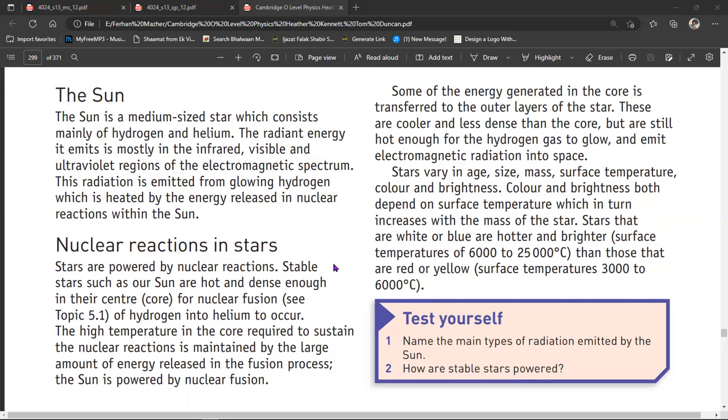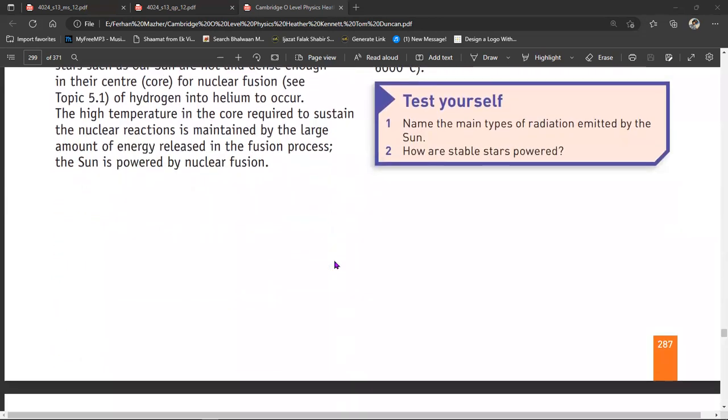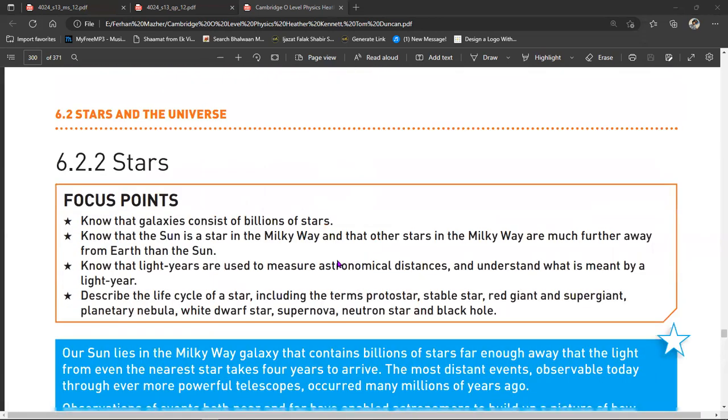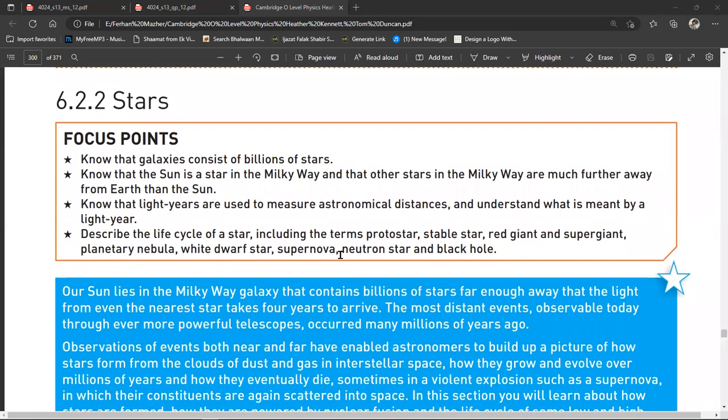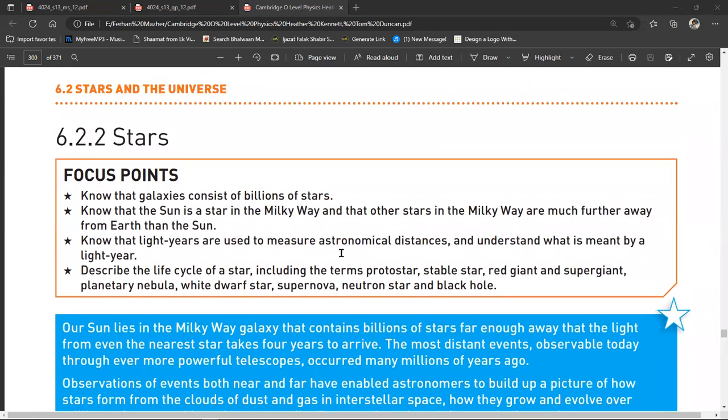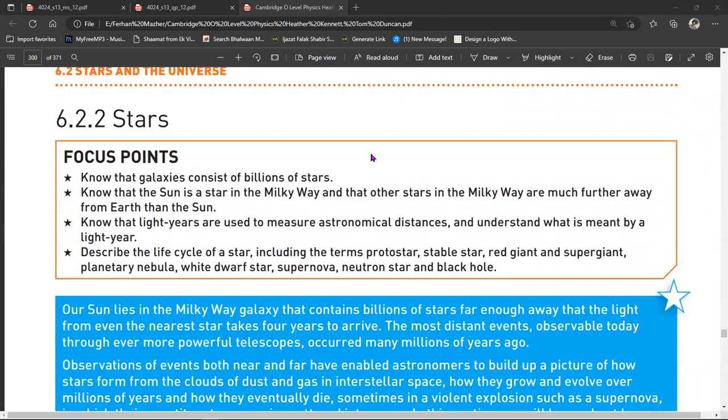I hope you understand this, and let's go to the next. So here we have the second subtopic, and this is stars. The focus points in this topic are: know that galaxies consist of billions of stars. Know that the sun is a star in the Milky Way and that other stars in the Milky Way are much further away from Earth than the sun.